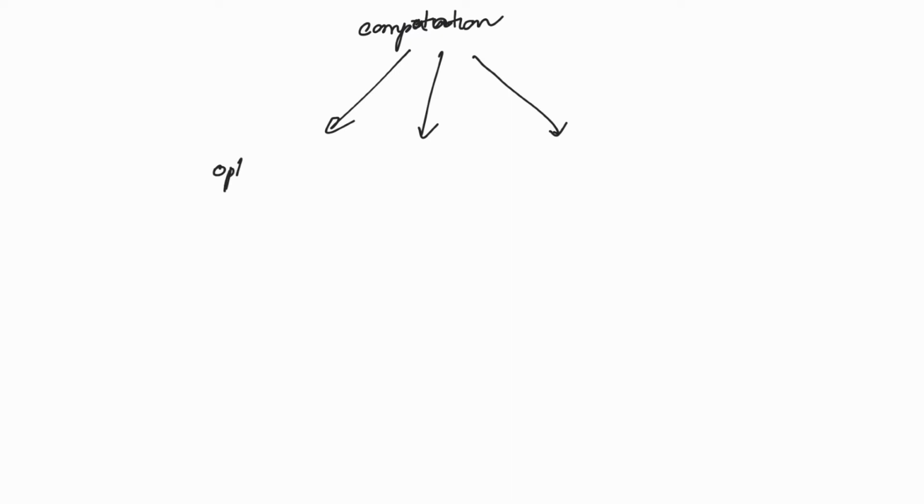One is optimization models. Then we have statistical models. And last we have simulation models. So we'll be looking at each one throughout the course.